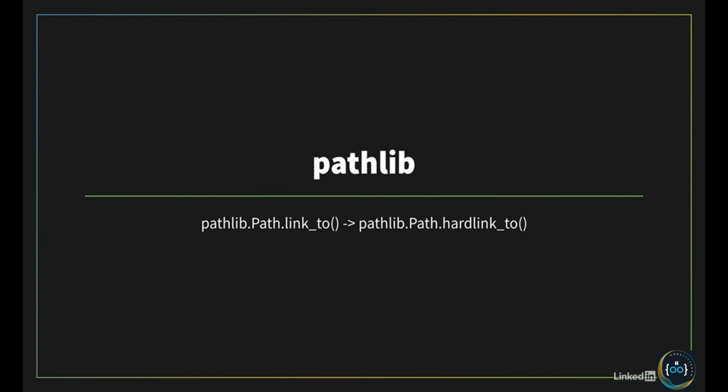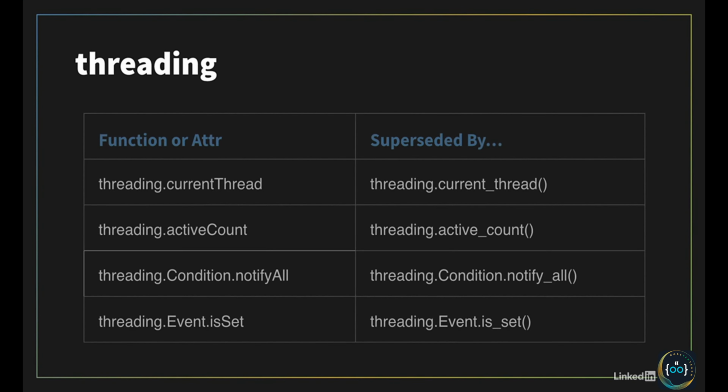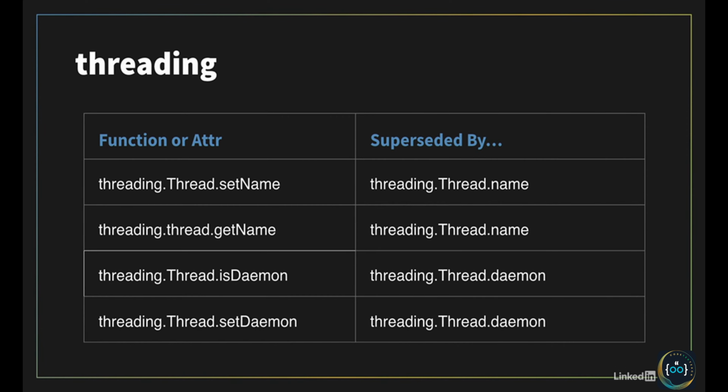pathlib.Path.link_to is deprecated, and slated for removal in Python 3.12. Use pathlib.Path.hardlink_to instead. The following threading methods are now deprecated. And there's more. It seems that unnecessary getters and setters have simply been replaced by single properties.